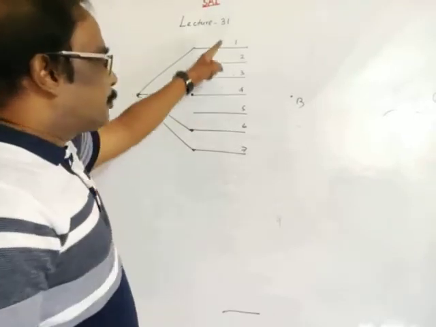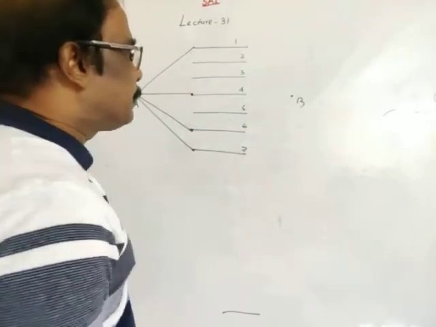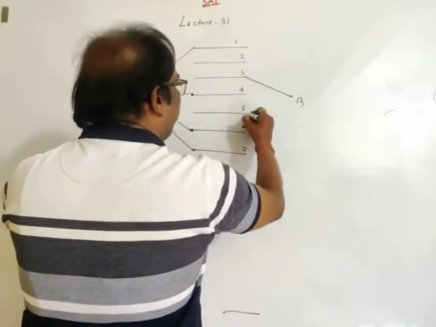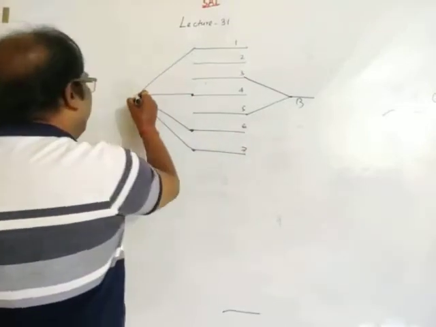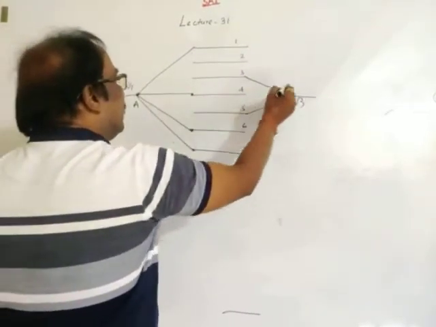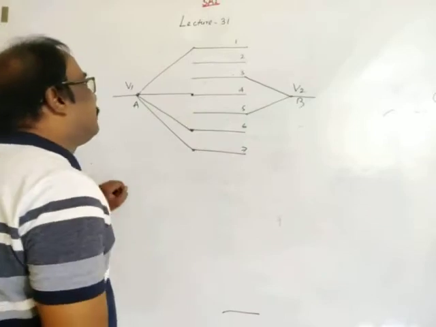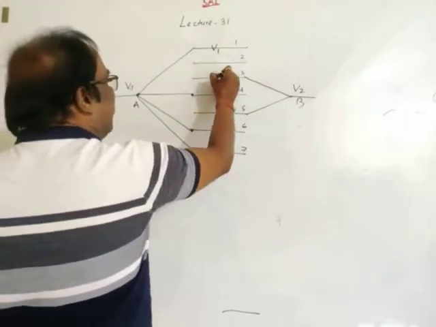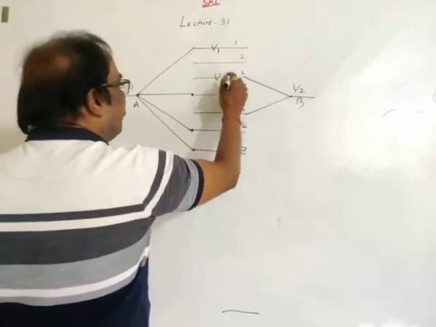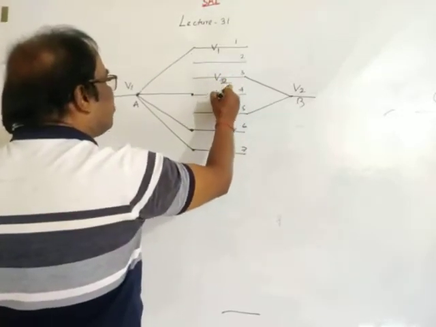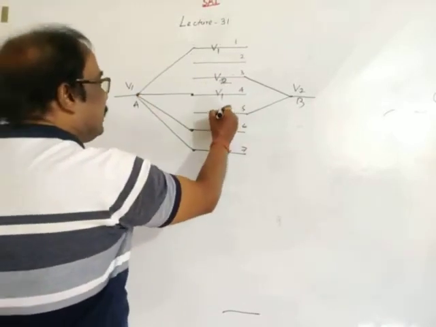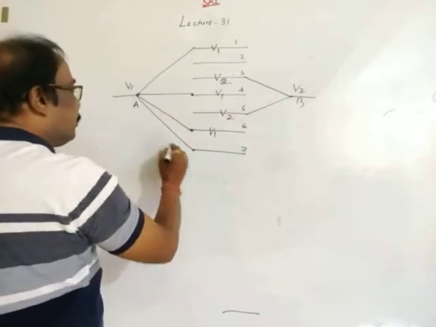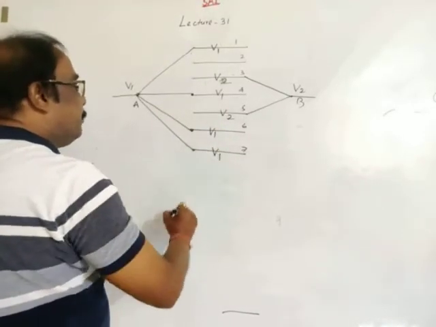Then some other plates we may connect to B. Let's connect: the 3rd plate is connected to B, the 5th plate is connected to B. A is maintained at potential V1, B is maintained at potential V2. So the potential of plate 1 is V1, plate 3 is V2, plate 4 is V1 since it is connected to A, plate 5 is V2, plate 6 is V1 connected to A, and plate 7 is V1.